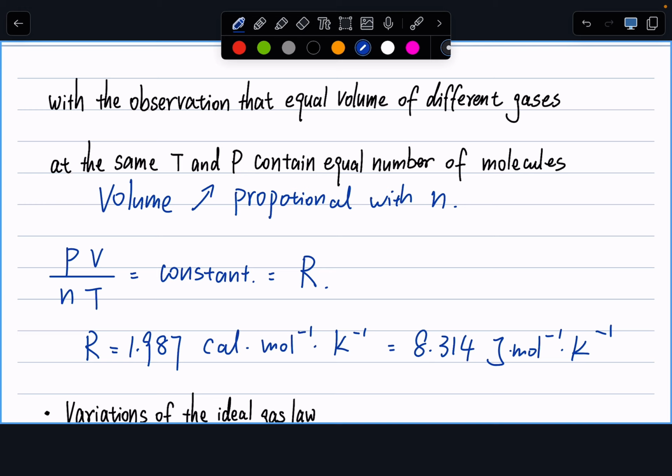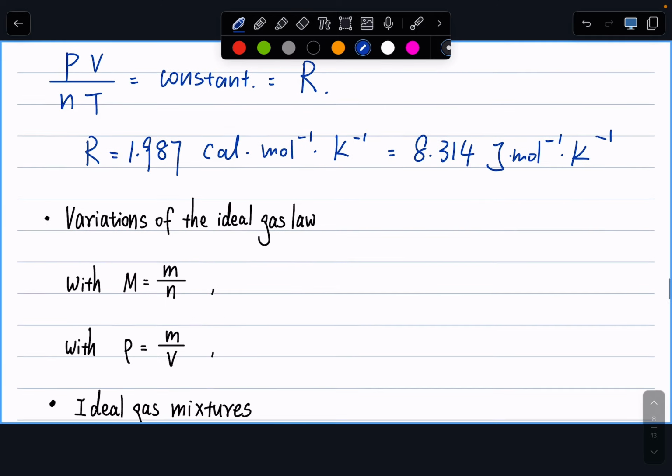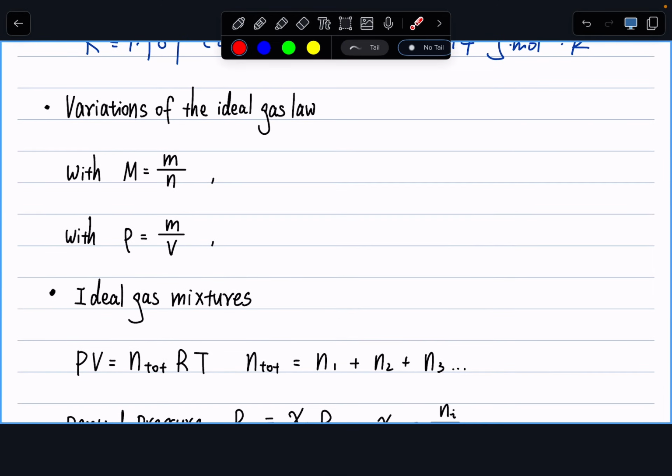There are different variations of the ideal gas law. PV equals nRT is the most common version people use. Depending on whether you have the molecular mass, the big M, you can rewrite it. Here we're using the big M, so you can rewrite it as the mass times RT over molecular mass. And again, that's one of the versions we use.